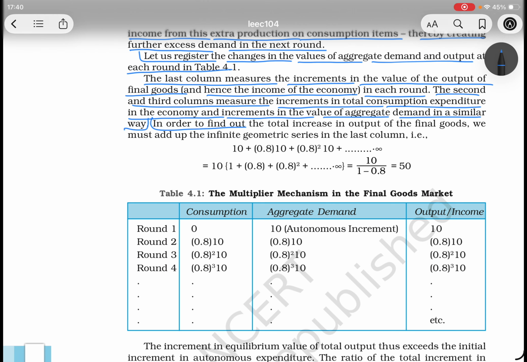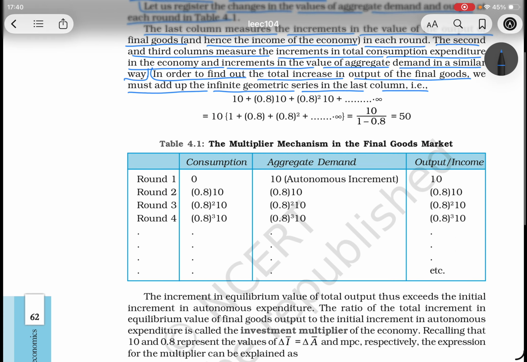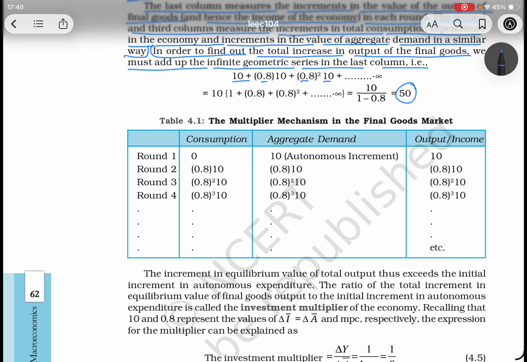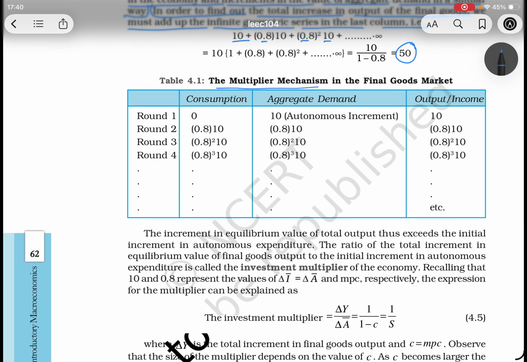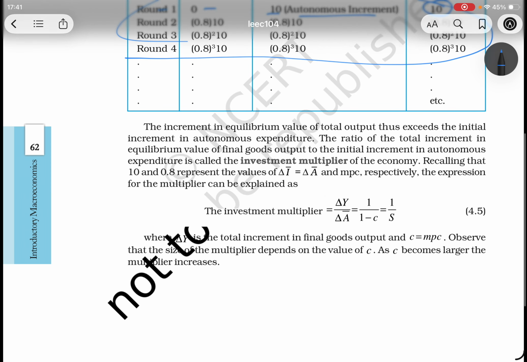In order to find out the total increase in output of the final goods, we must add up the infinite geometric series in the last column, that is 10 + 0.8 × 10 + 0.8² × 10 + ... to infinity. The answer will be 50. The multiplier mechanism in the final goods market: consumption, round 1, aggregate demand 10, autonomous increment, output increment 10. In the same way all the other rounds will proceed.